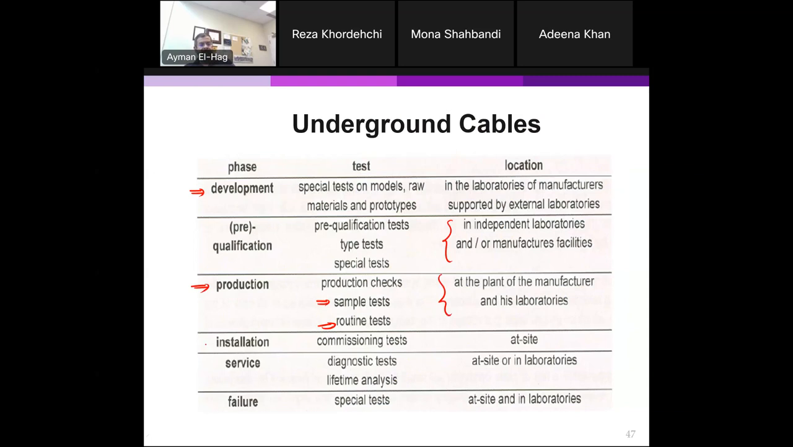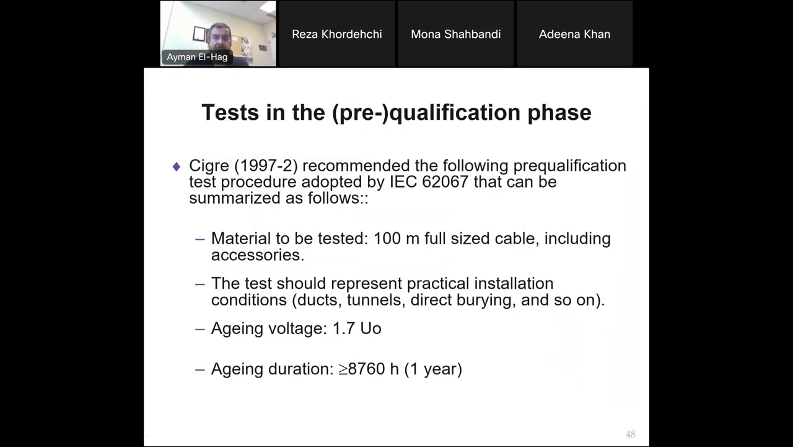Then there are tests you do at the installation. This is the commissioning test. Before you energize the system, there are certain tests. Then during service, there are some diagnostic tests and lifetime analysis tests. Those are basically at the site or in the labs. Finally, when a failure happens, you have to analyze the failure. So today we'll talk about only these two types of tests, the pre-qualification and the production.